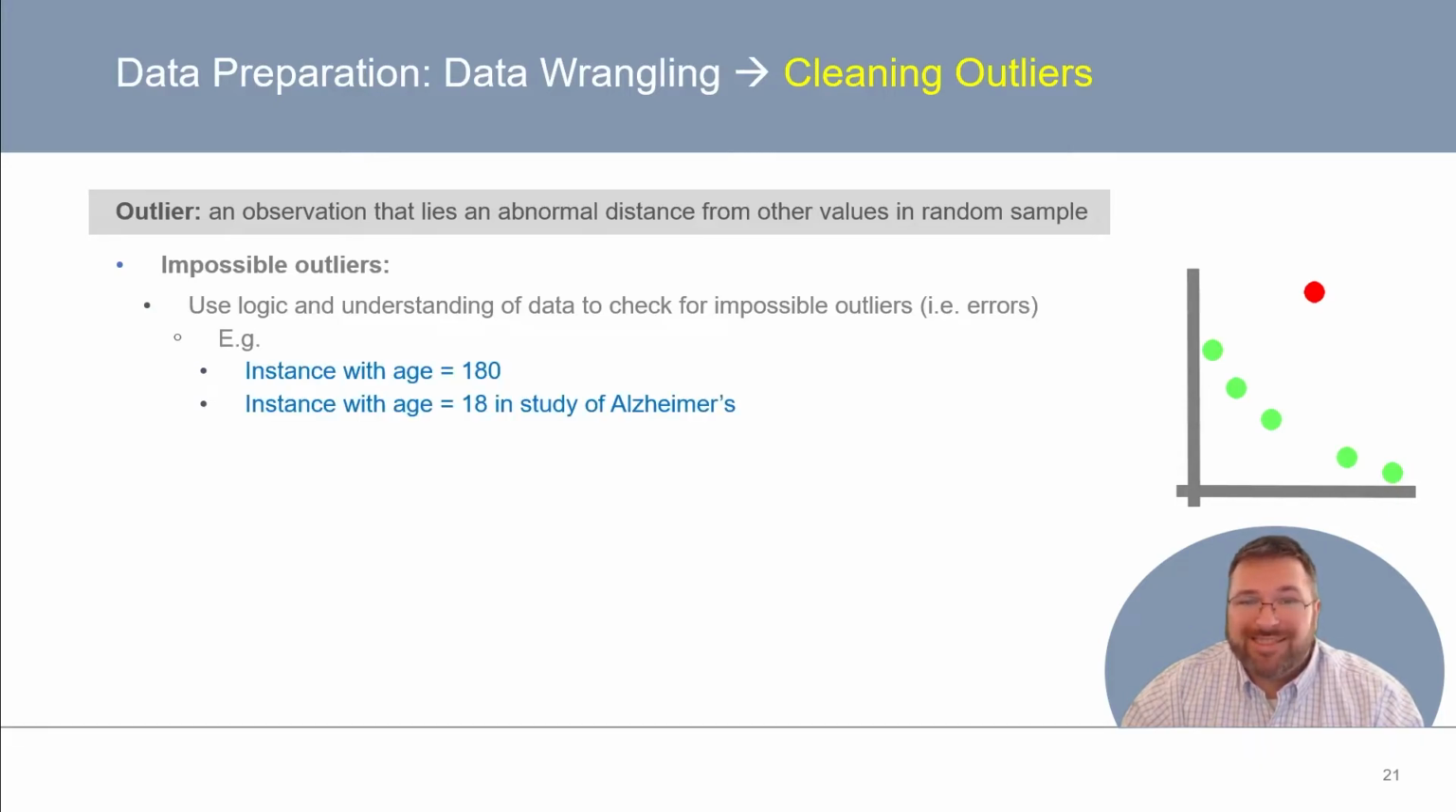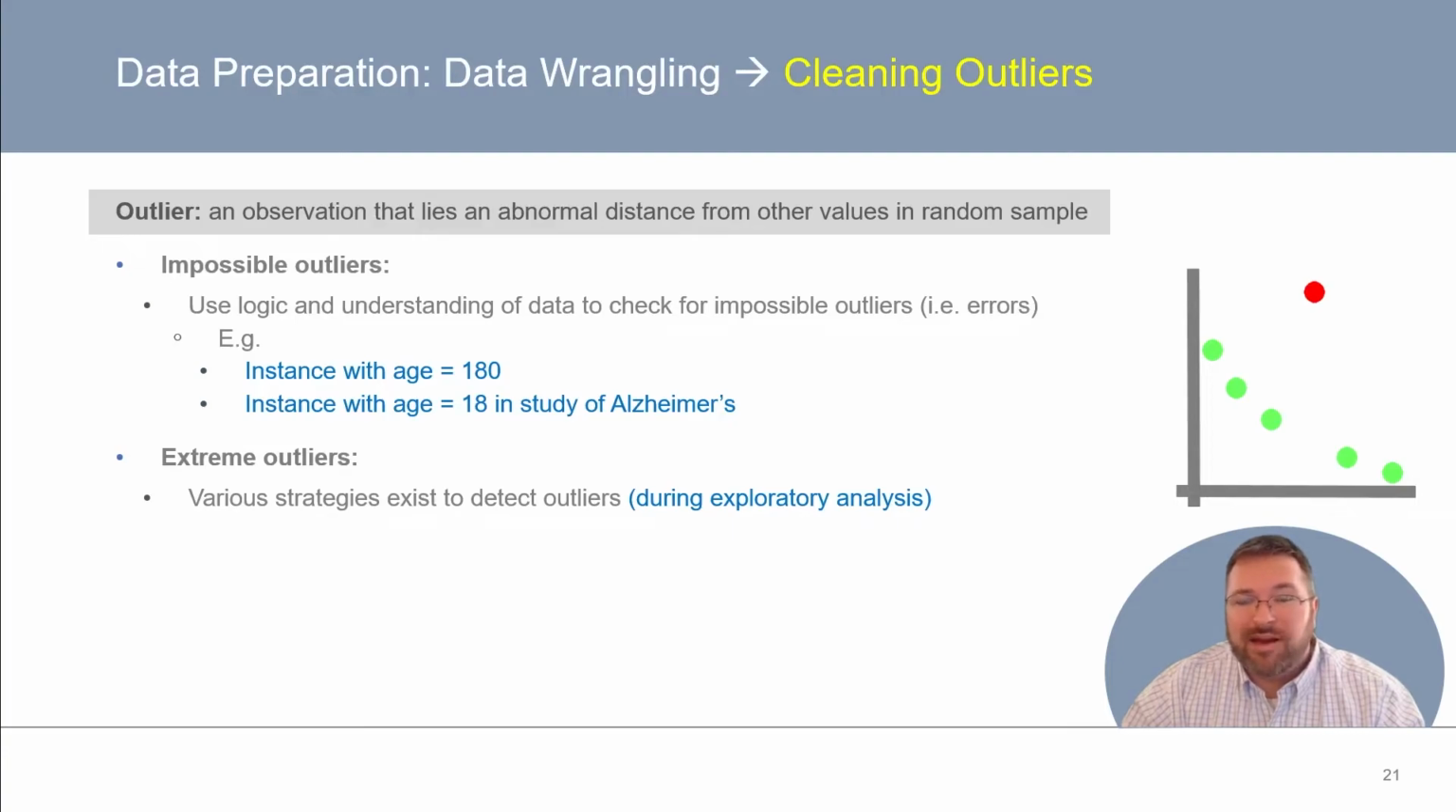So for example, let's say you encounter an instance with a value of 180 for the age of a human patient. Or you encounter an instance with an age of 18 in a study of Alzheimer's patients. In both cases, you would likely reasonably conclude that these were data collection errors, and these values should be changed to missing, or possibly the entire sample removed from the analysis.